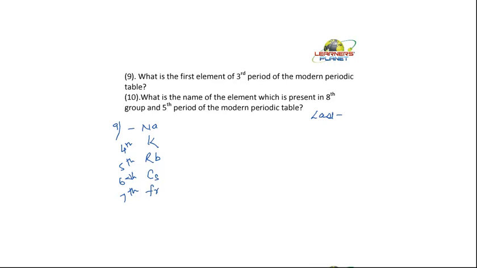Likewise, what is the last element of the third period? It is argon. Of the fourth period, it is krypton. Of the fifth period, it is xenon. Of the sixth period, it is radon. So this is the way you should know the first element and the last element of each period. Start mugging up the periodic table. That's it.